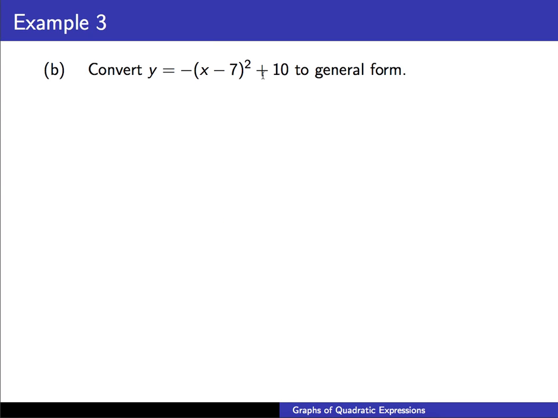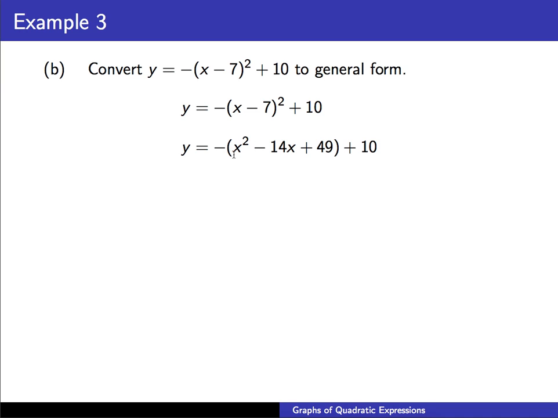All right, example B, convert y equals negative (x minus 7) squared plus 10 to general form. So here, again, we need to make sure we square the x minus 7 before we distribute this negative. So exponents before multiplication in your order of operations. When we square x minus 7, what we end up with is x squared minus 14x plus 49. So we still have this negative we have to distribute, and we still have the plus 10 at the end.